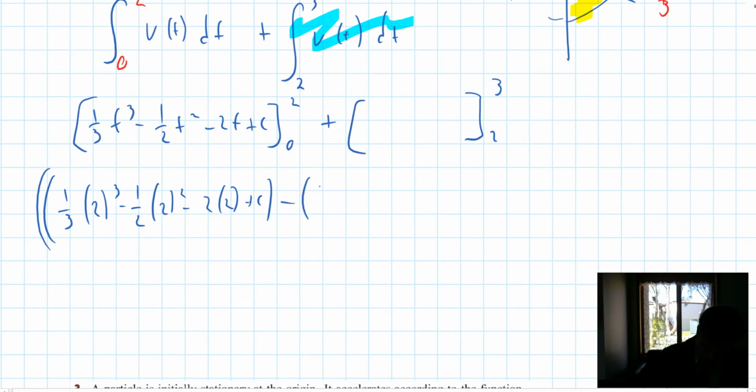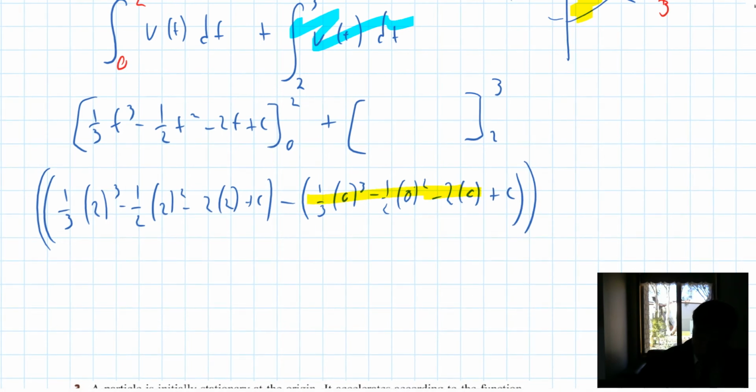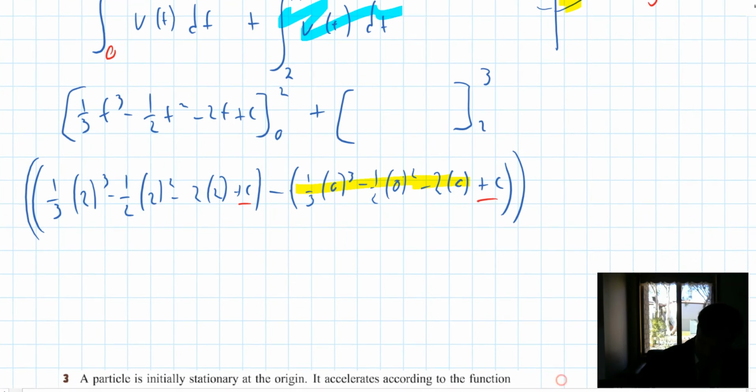Take 1 on 3, 0 cubed, minus 1 on 2, 0 squared, take 2 lots of 0, rather, 2 lots of 0 plus c. Now, why did I even bother doing the second one? Because clearly all those zeros are going to drop out to 0. The reason I did that is basically to show that because it's a definite integral, the c and c cancel, because this negative here will combine with that one there.